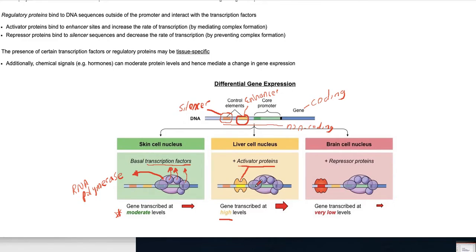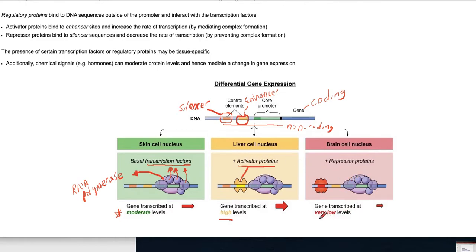And it's going to create this complex with the transcription factors plus the RNA polymerase, and now you're going to get transcription at higher levels, and then you're going to get translation at higher levels, so you're going to get a lot of a particular protein, okay?